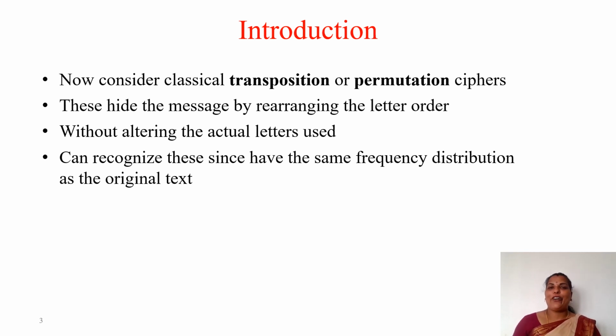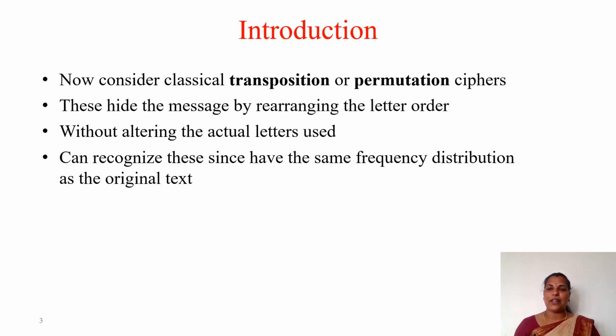So what is the need for transposition or permutation ciphers? So far we have discussed some of the substitution techniques, and we have performed cryptanalysis on those substitution techniques. So why do we need transposition or permutation ciphers? In order to hide the messages by rearranging the letter order. In the substitution technique we substituted one alphabet with another alphabet, but here we are just rearranging. Whatever the values in the plain text, they are in the cipher text, but the position is changed.